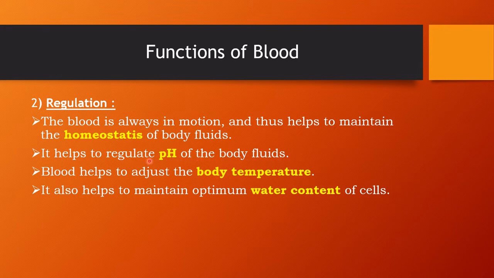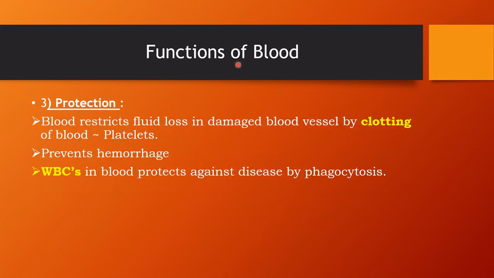So how it will regulate the pH? Because our blood is slightly alkaline. So and it has function to regulate pH of certain body fluids. Blood helps to adjust the body temperature, also helps to maintain the water content of cells, which comes in under homeostasis. Okay, the next function is protection.